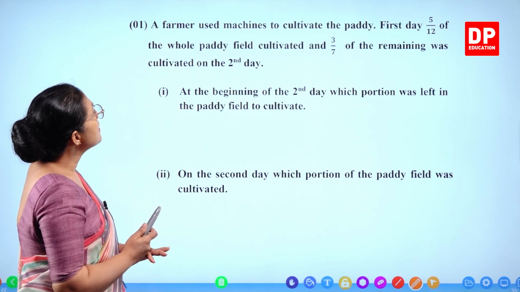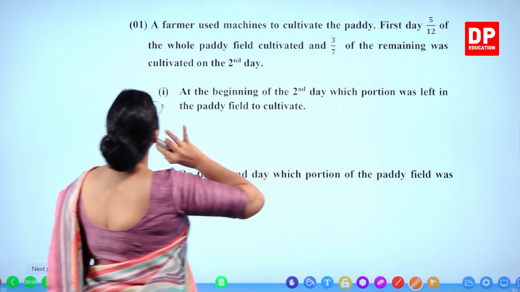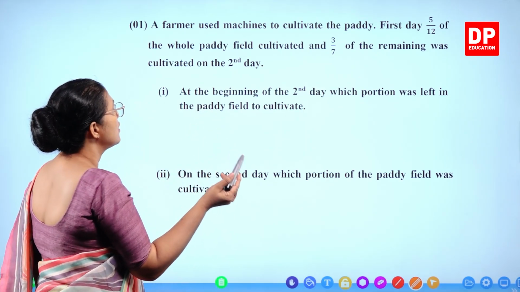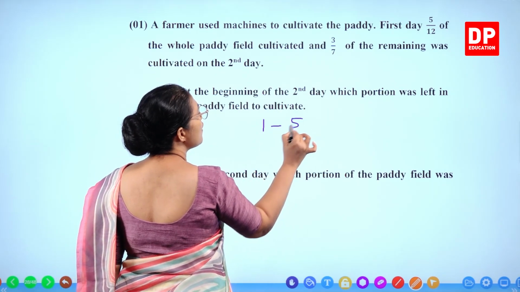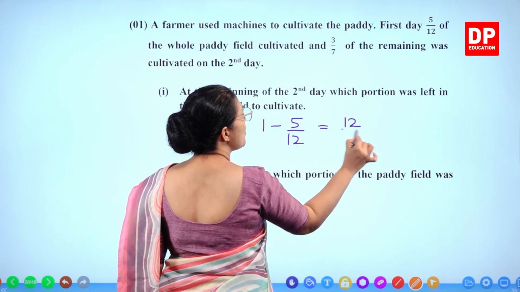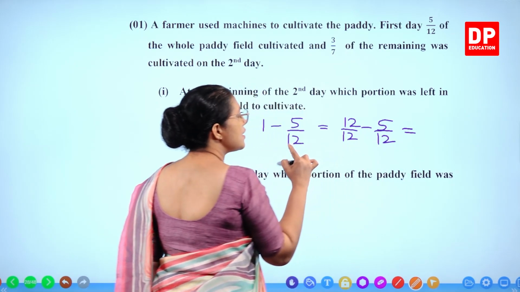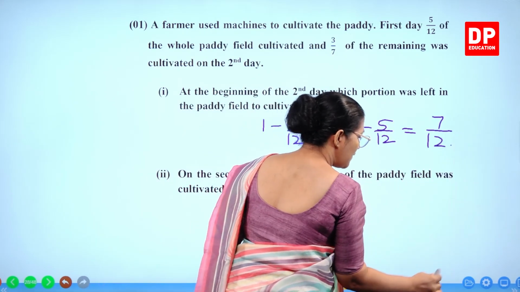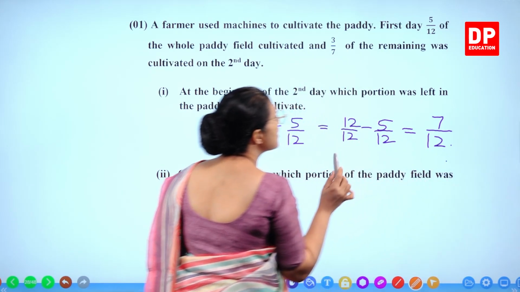So that means 5/12 is cultivated. So how do you find the remaining amount? 1 minus 5/12. 1 you can write as 12/12. So same denominator, subtract the numerators. 12 minus 5 is 7. 7/12 is the remaining portion after the first day.